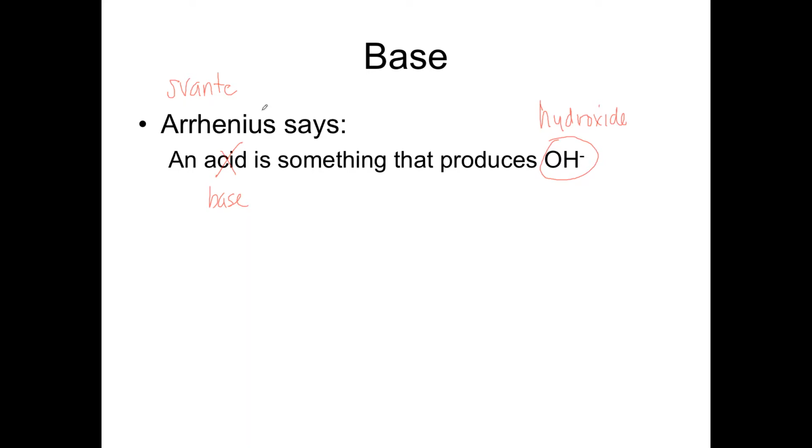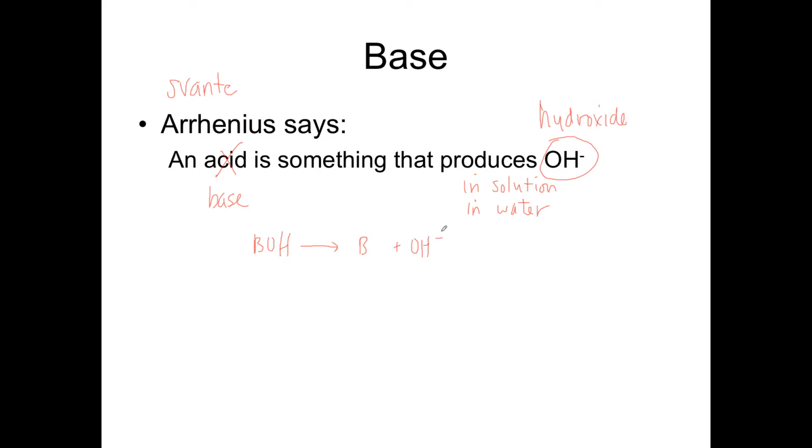Alright, so a base is something that produces hydroxide in solution. Oops, I just used that term again, that little qualifier, in solution, or in water. I think all the solutions we're worried about right now are water solutions, okay? So this produces OH in water. So we might think about a base as something that does this: BOH gives B plus OH minus.